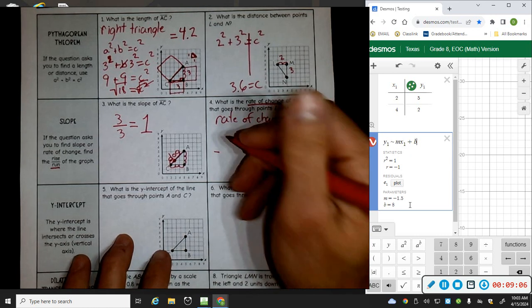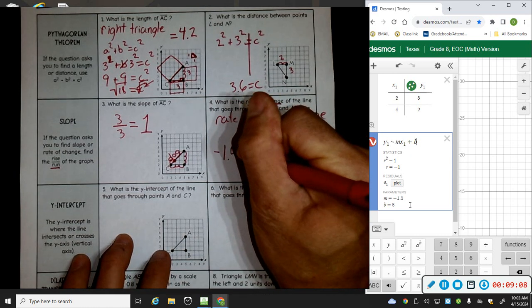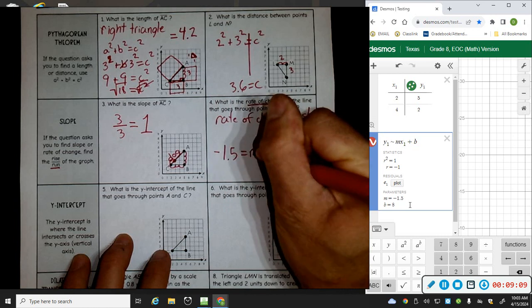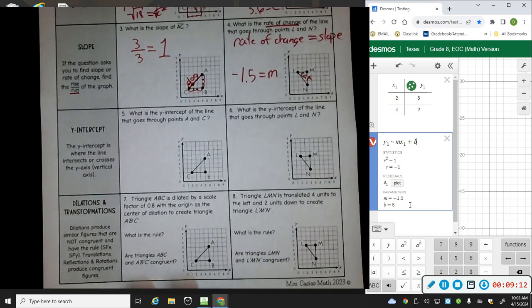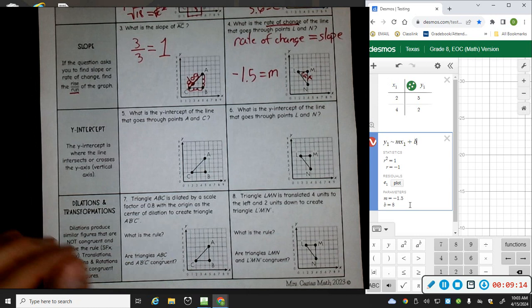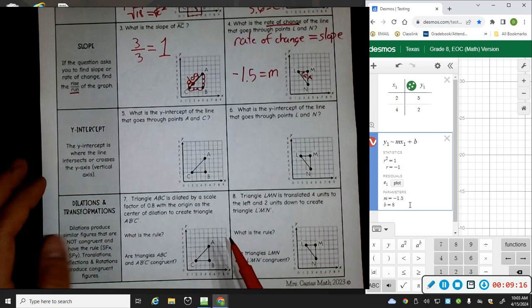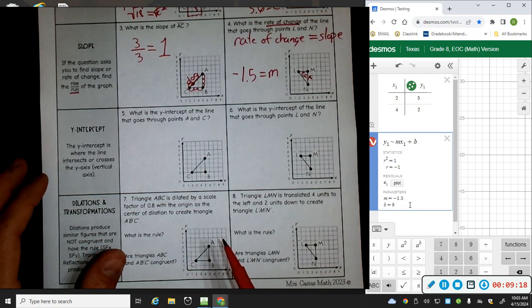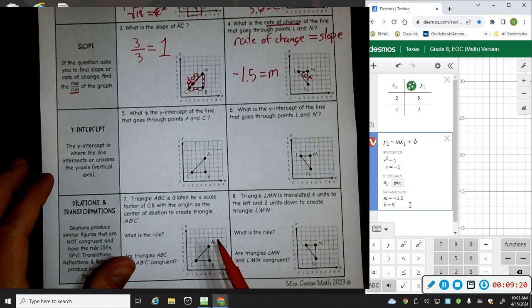Negative 1.5 is our answer. That is equal to m, which is slope. All right, halfway done. Let's keep going. So our y-intercept. What is the y-intercept of the line that goes through points A and C?